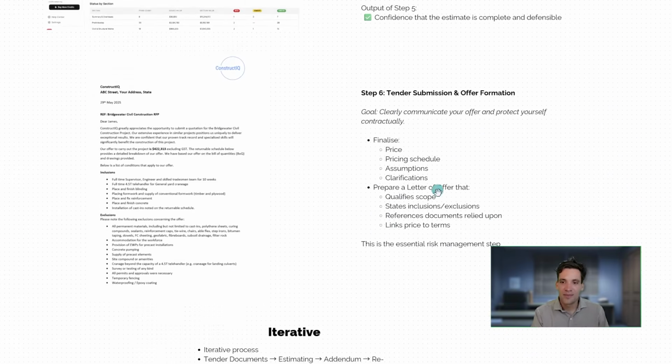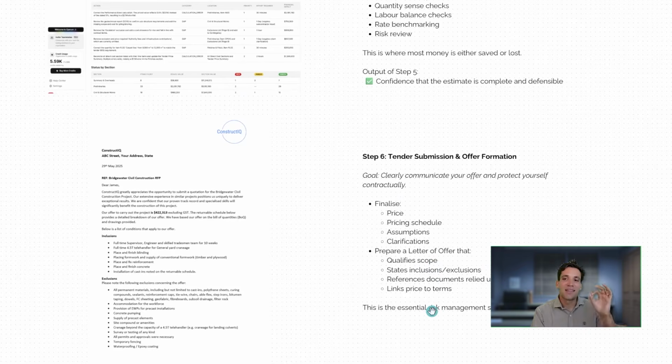Now, the final step, and by far one of the most important, is to actually qualify your quote or your price into some sort of letter of offer. Now, you may have exactly priced what your client wants, although 99% of the time you're going to have some sort of qualifications, whether they've told you something that's wrong, they've given you incorrect information, or you've relied on things that they've told you not to rely on.